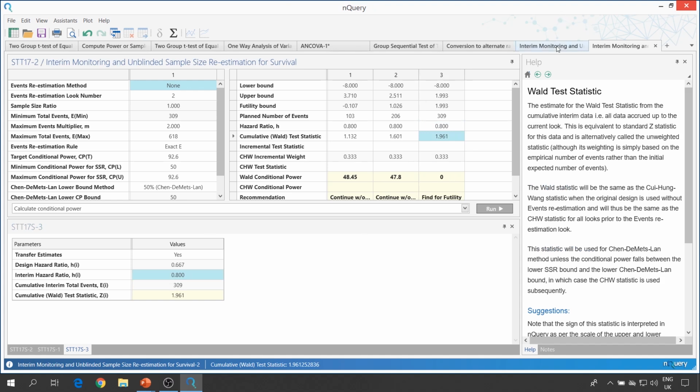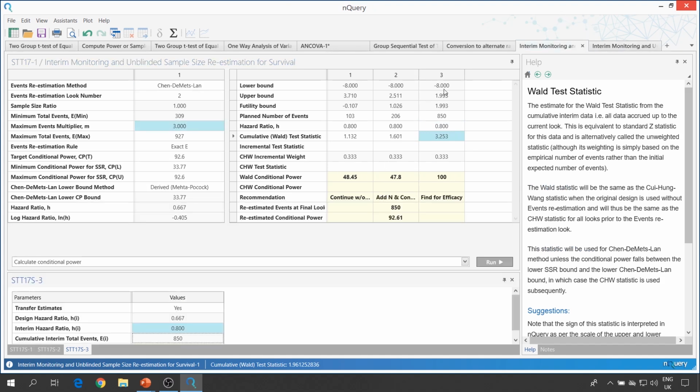But there is an argument here that the events increase we've done here, going from 206 events to 850, is very, very significant. So you should really evaluate by simulation whether this is appropriate for your study, whether this has enough efficiency gain to make up for the fact you may end up having up to 900 events required rather than 206.